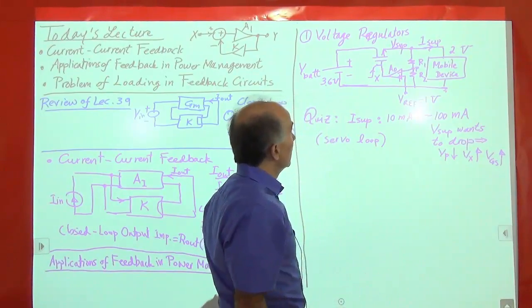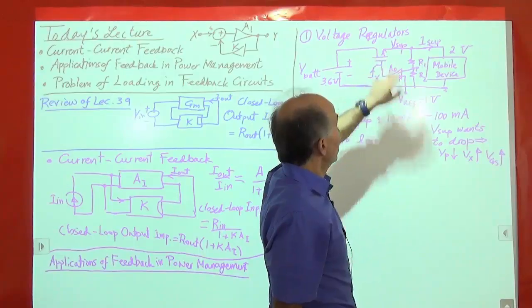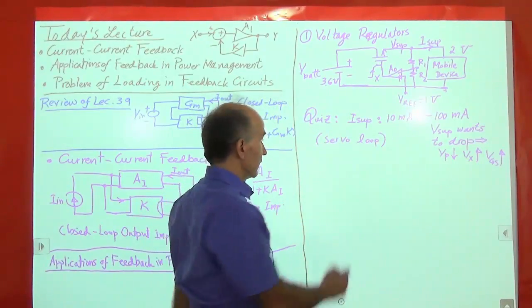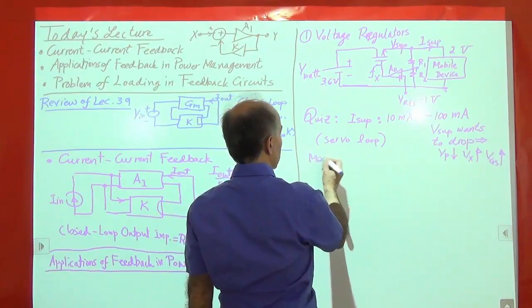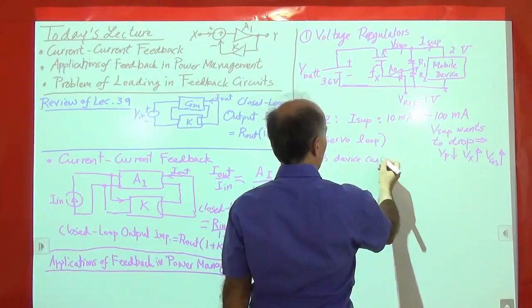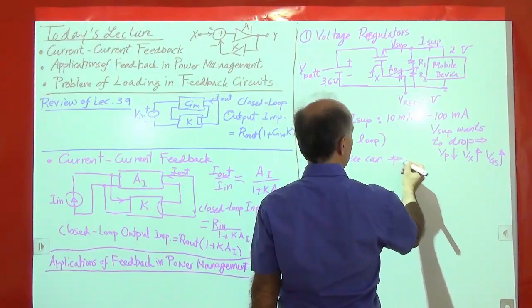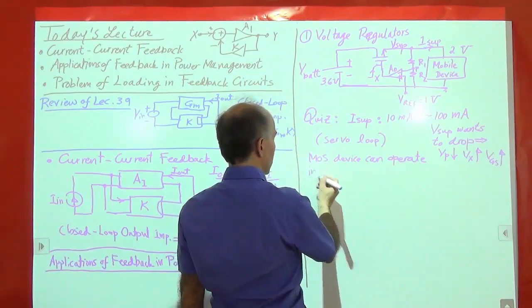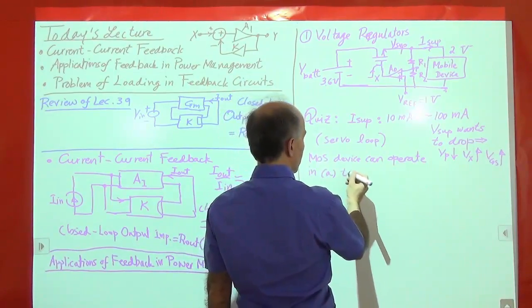All right, now this MOSFET can operate in one of 2 regions. So a MOS device can operate in a triode region.